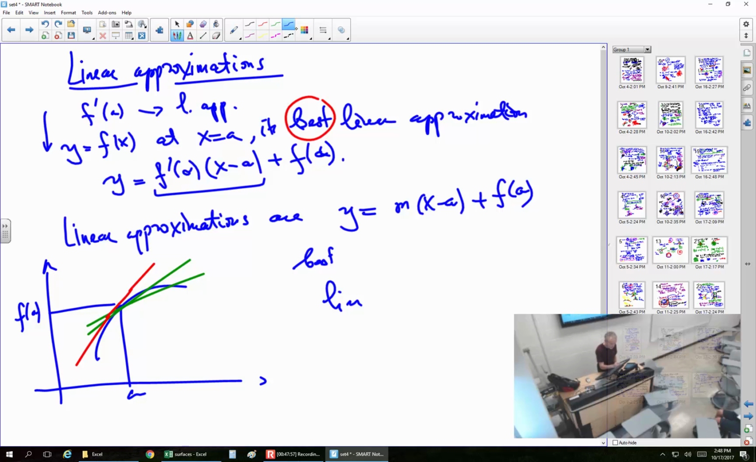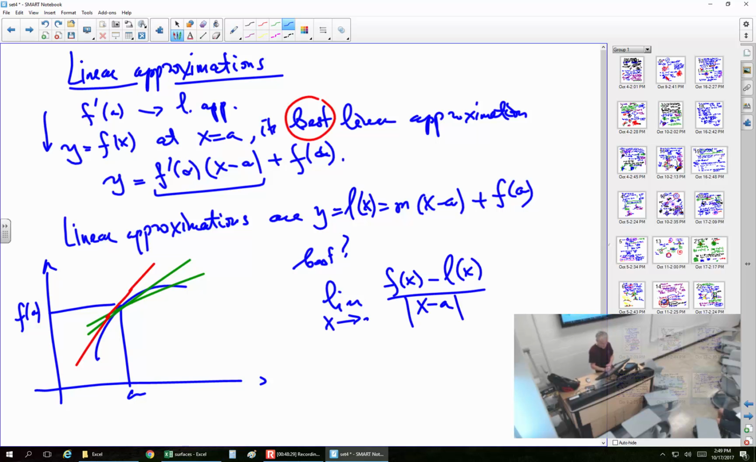Let me put here y equals L of x. I want to emphasize that linear approximation is approximation with functions. They just happen to be linear. And in calculus 2 you saw quadratic approximation, cubic approximation, and so on. So what makes the best linear approximation is the limit of f of x minus L of x divided by the absolute value of x minus a, as x goes to a, is equal to 0.